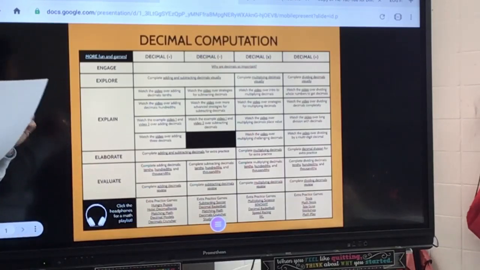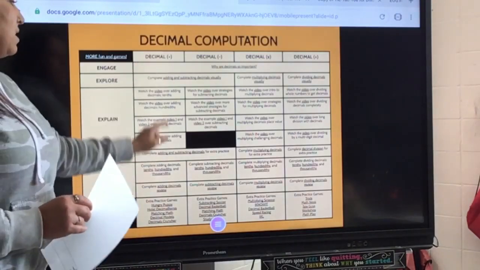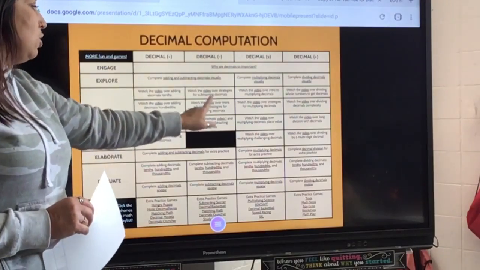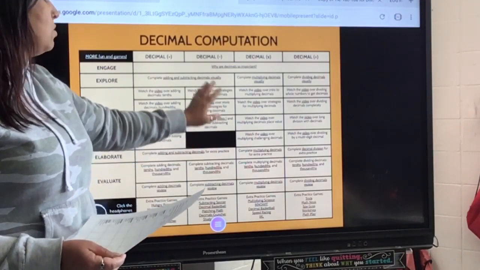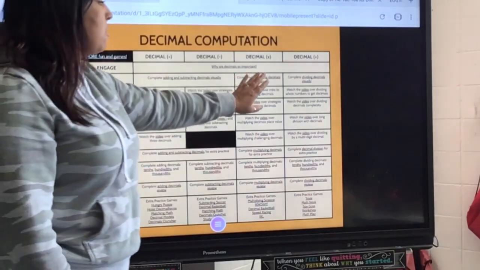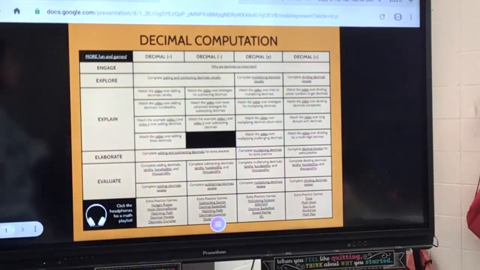For the Explain, it says pick 2 videos from each column. So for adding decimals, you have 4, you have to pick 2. For subtracting, you have 3, you have to pick 2. For multiplying, you have 4, you have to pick 2. For dividing, you have 4, you have to pick 2. Just watching videos. You simply just need to tell me what the name of the video was.